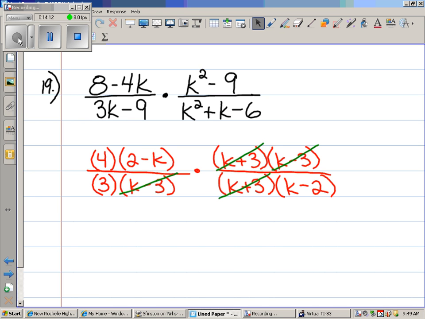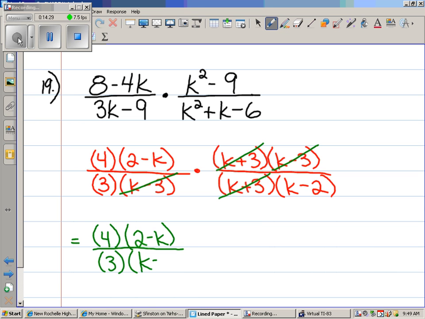Yes, and we're going to talk about something. Just rewrite this part for a second. Okay? So after you get done canceling that stuff off, here's what you get. You have 4. You have 2 minus k. You have 3. And you have k minus 2. See that? Okay. What's your idea?